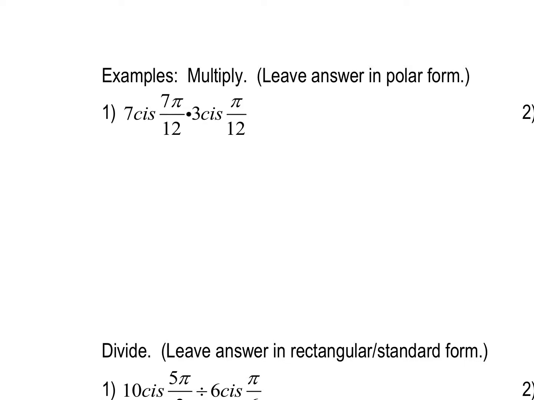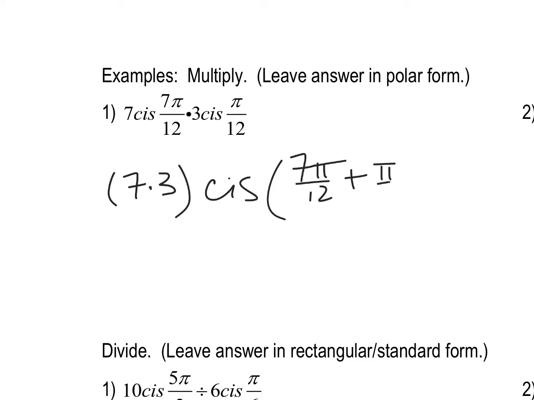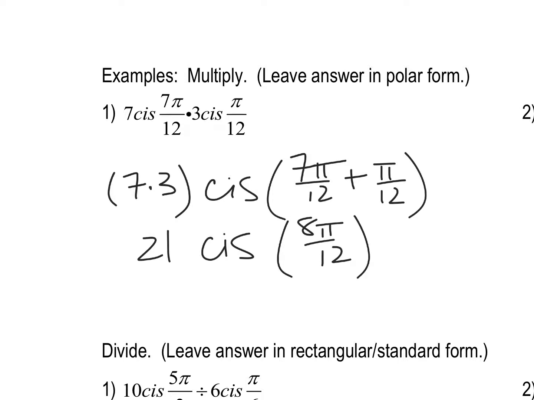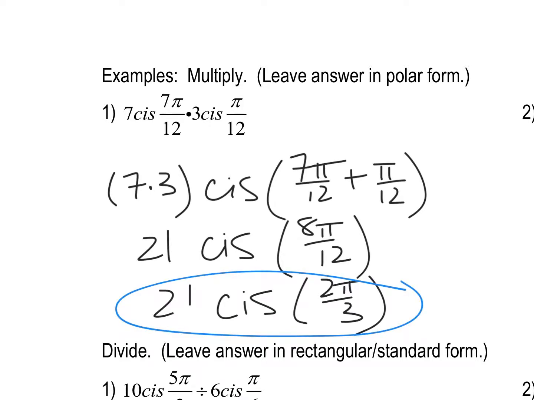So very first thing, this is a multiply one, so it's a product one. What I'm going to do is take my two r's, which are this number and this number, 7 times 3, and multiply them. And then remember, I'm supposed to add my thetas together. So 7 pi over 12 plus pi over 12. When I simplify that, I'm going to get 21 cis 8 pi over 12. And that fraction reduces. I can divide both those numbers by 4, so 21 cis 2 pi over 3. This is my final answer after using my product rule.